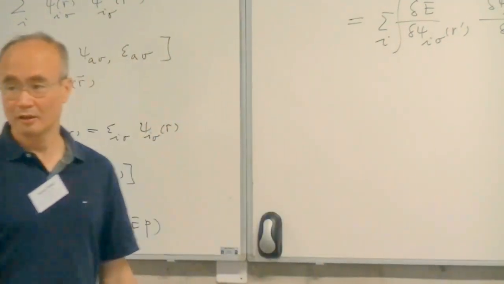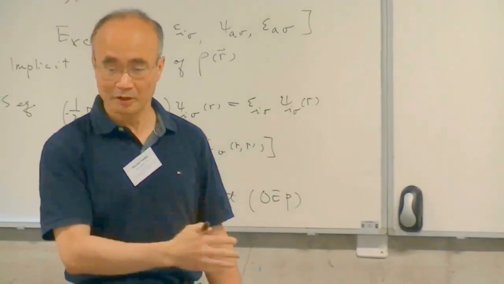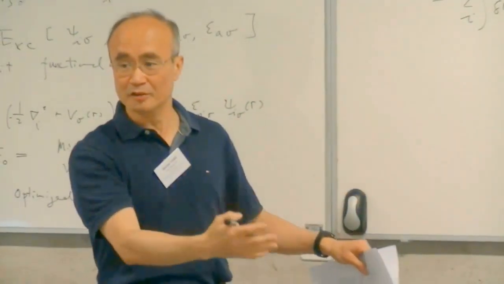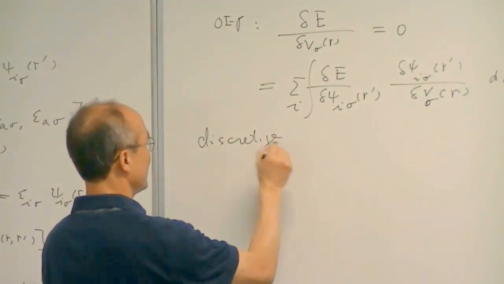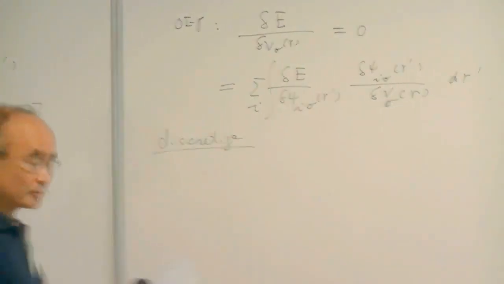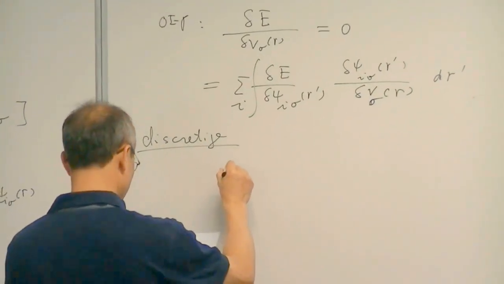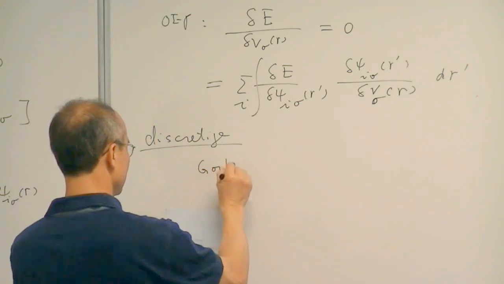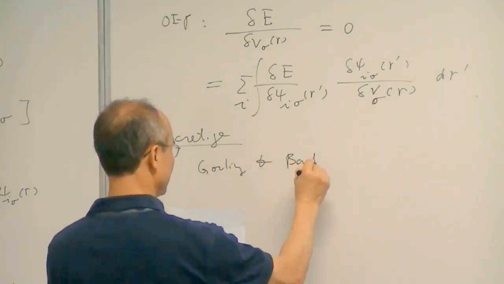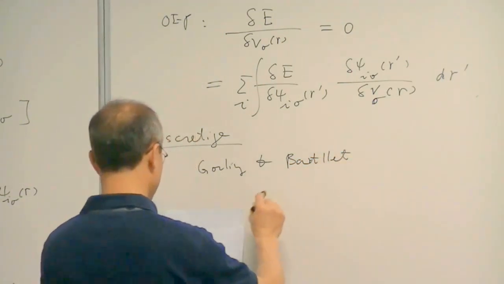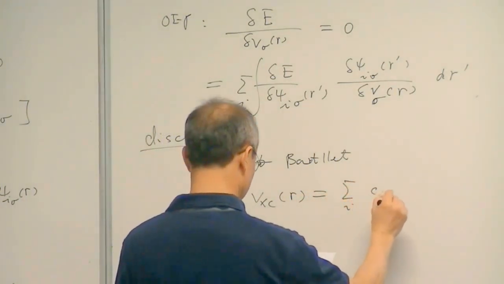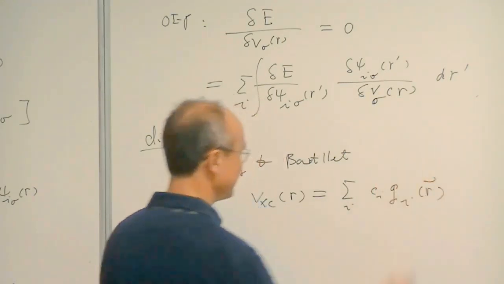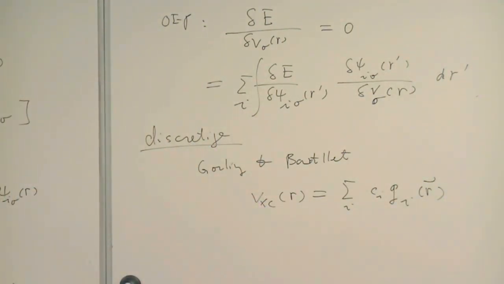So practically, there are ways to solve this. This is an integro-differential equation, but practically you have to discretize, right? Discretize this equation, and there are two ways to discretize this. One is from Görling and then Bartlett's group. They have expressed the exchange correlation energy in terms of a linear combination of basis functions, and then put this in to derive equations for the coefficients.